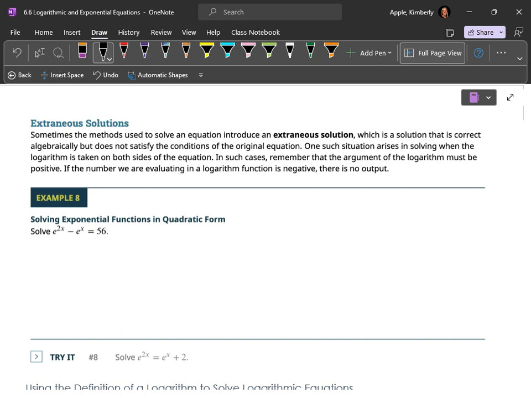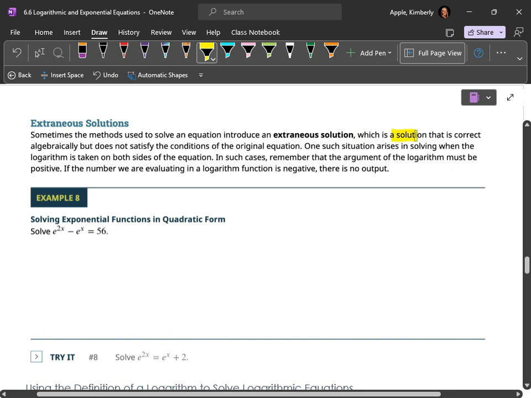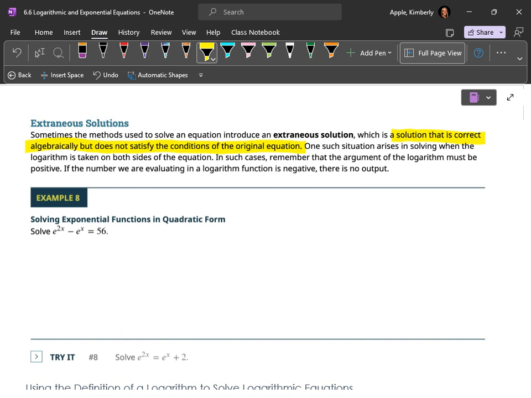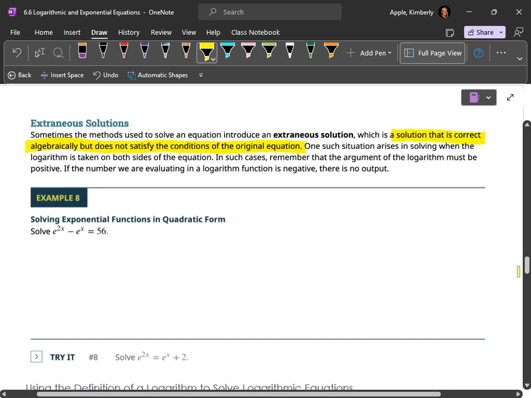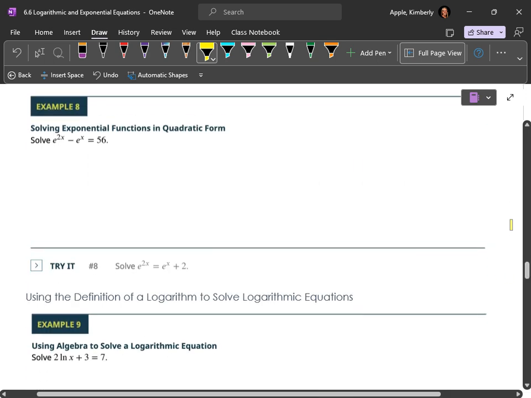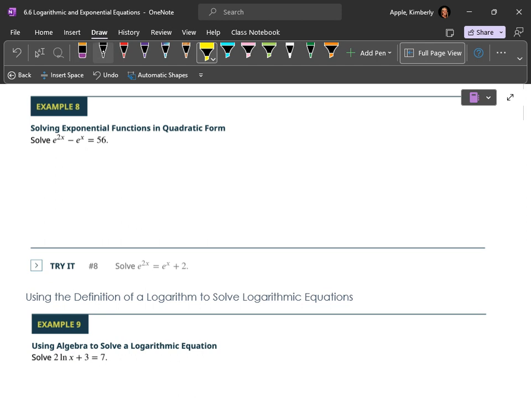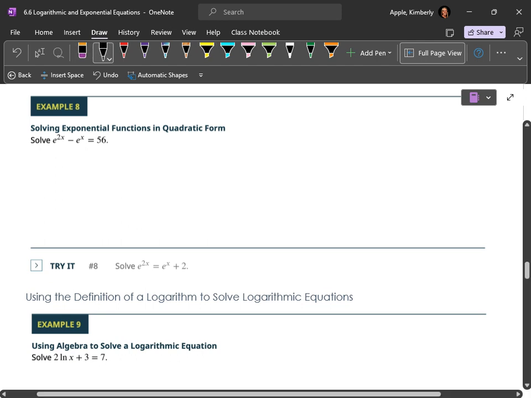Right, moving on. So in some cases, we have an issue when taking the log or ln of both sides of an equation where we're left with extraneous solutions. And an extraneous solution, if we look right here, is a solution that is correct algebraically but does not satisfy the conditions of the original equation. And one such example is when we have the log of a negative number. And we saw a couple of lessons ago that can't happen. So this particular equation, there's a lot going on here. So just stand by and watch me do it, and then I'll explain back through.